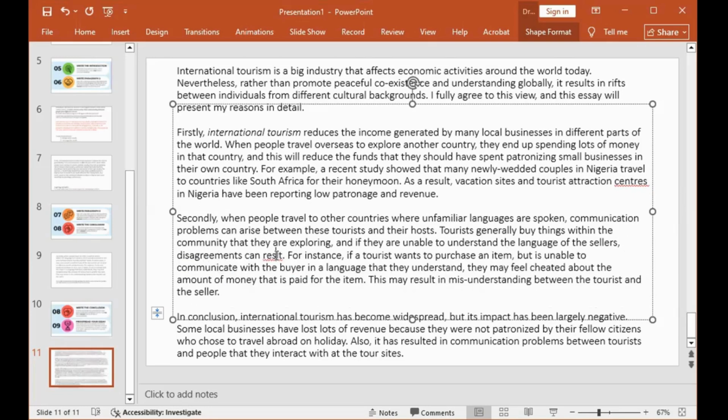Tourists generally buy things within the community that they are exploring, and if they are unable to understand the language of the sellers, disagreements can result. For instance, if a tourist wants to purchase an item but is unable to communicate with the seller in a language that they understand, they may feel cheated about the amount of money that is paid. This may result in misunderstanding between the tourist and the seller. Can you see that it fits in now?